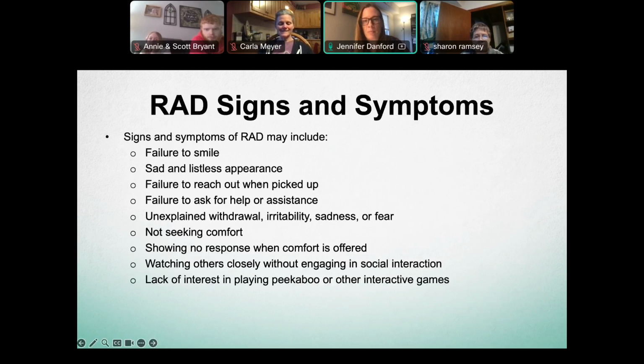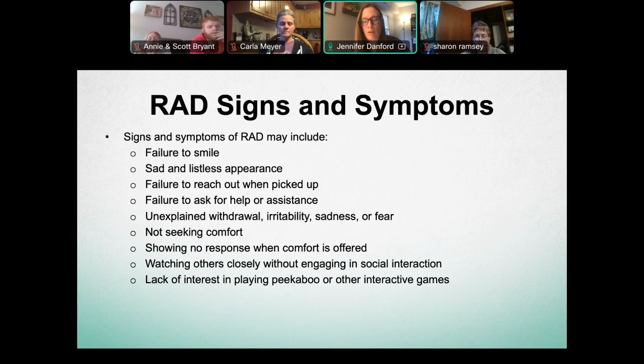So some of the signs and symptoms of reactive attachment, and some of these are for younger kids, and some of them might be for a little bit older kids, but failure to smile, looking sad, listless. They won't reach out when they're being picked up. They don't want to ask for help or assistance. Lots of withdrawal, irritability, sadness, fear. They are not comfort seeking. They do not show response when comfort is offered. They do watch others closely, but will not engage in social interaction. And then they have lack of interest, even playing peekaboo or other interactive games.